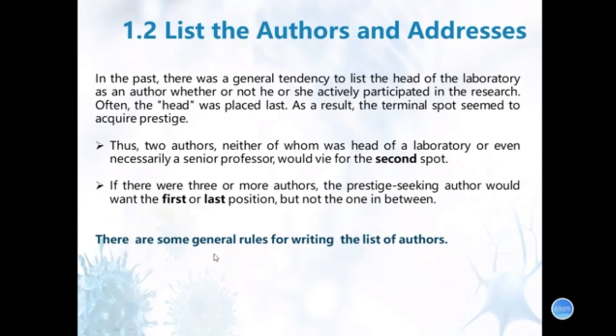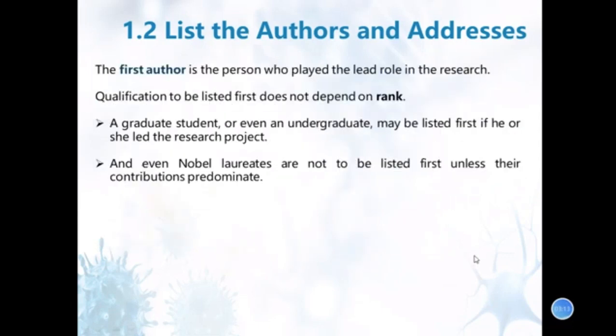There are some general rules for writing the list of authors. The first author usually is the person who played the lead role in the research. That means the most part of the research or the paper was finished by the first author.